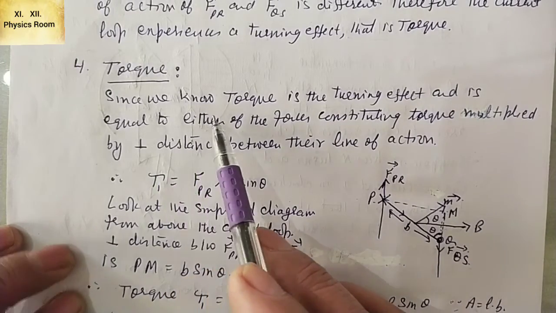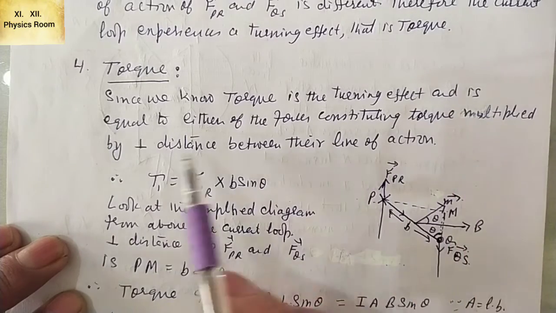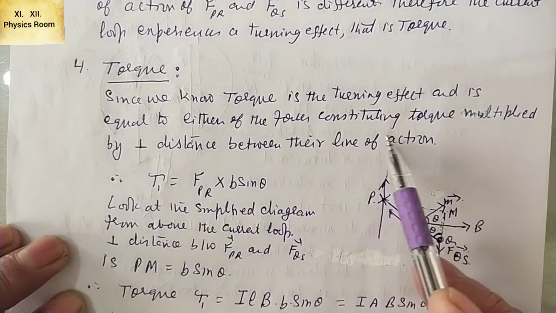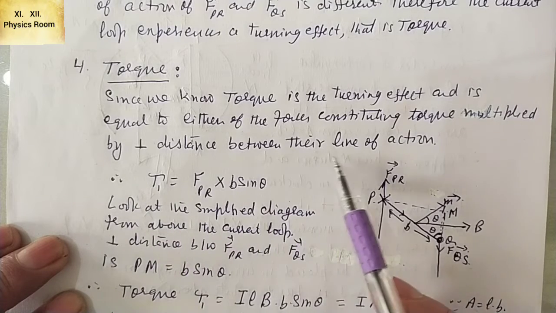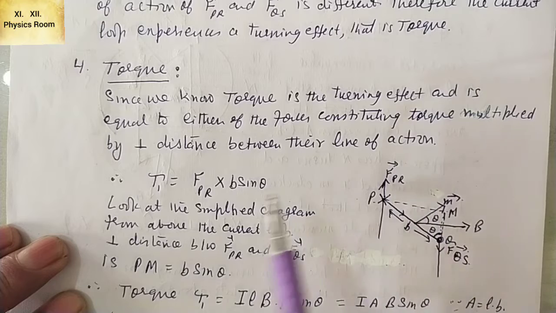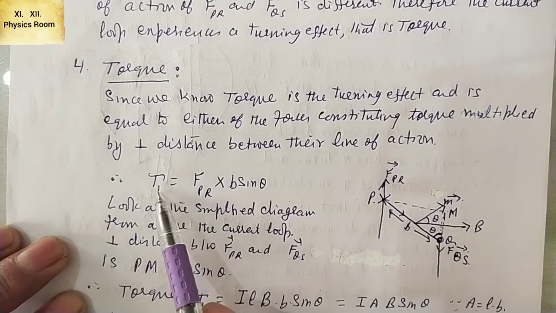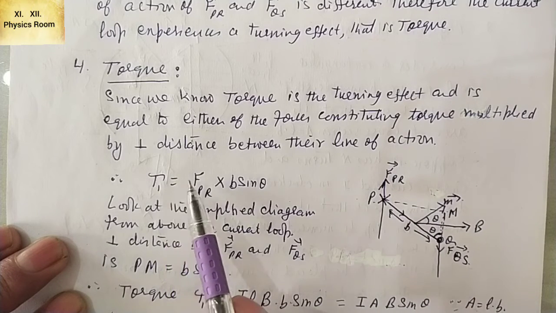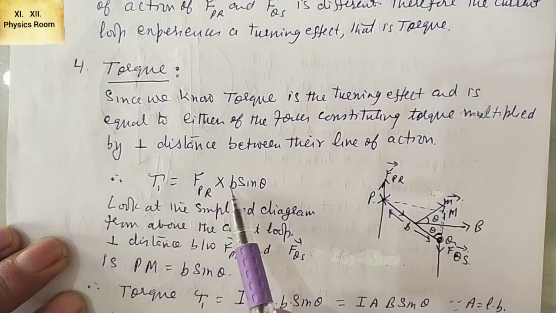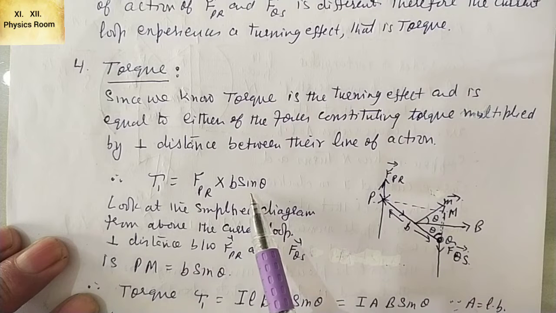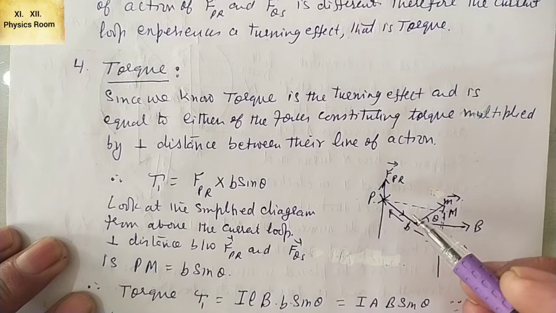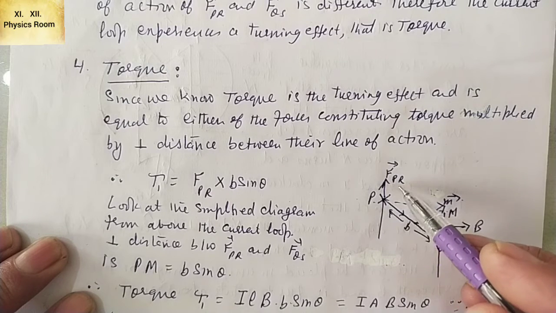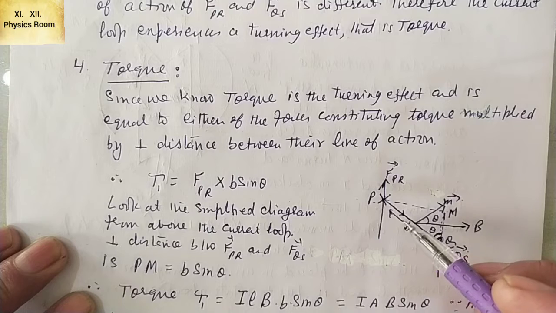Since we know torque is the turning effect and is equal to either of the forces constituting torque multiplied by the perpendicular distance between their line of action. So torque due to one turn is equal to F_PR into b sin theta. Now we are to look into the force on arm PR, force F_PR.